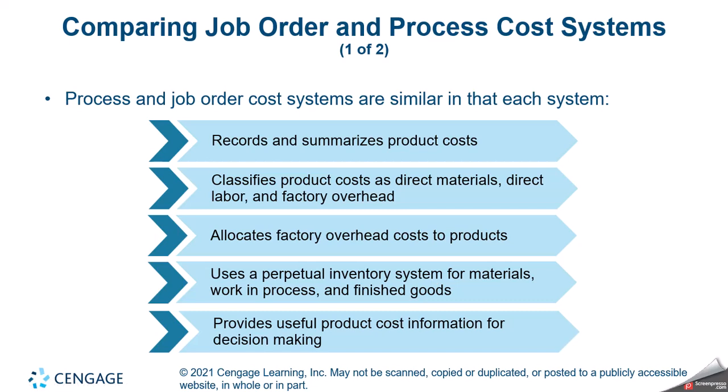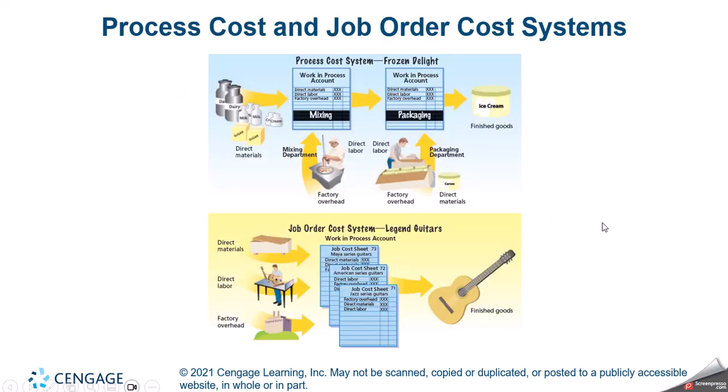So when we're making the comparisons, we are still recording and summarizing our product costs. We're still using direct materials, direct labor, and factory overhead. We're still allocating that factory overhead. And we're still using our materials, our work in process, and our finished goods, and the costs will flow through those. We're still trying to produce product cost information. Now it's just going to be like looking at the above graphic. We're going to go by department.